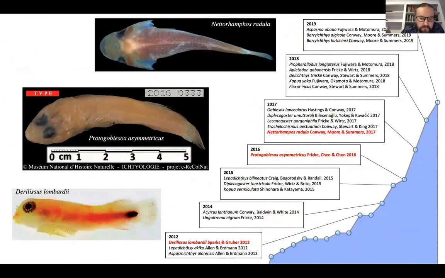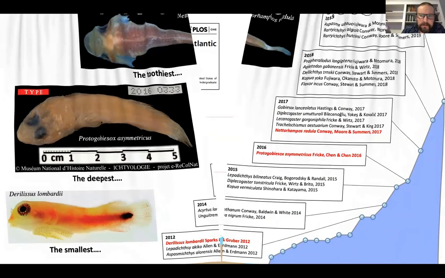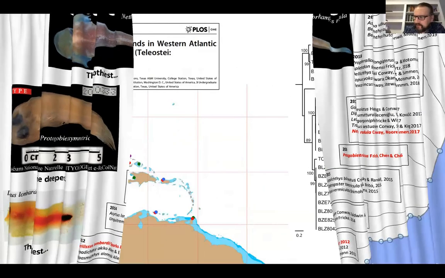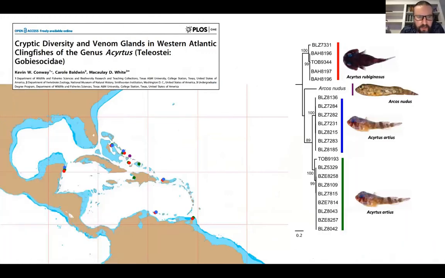So recent years have shown us that there are still very interesting clingfishes out there, including the smallest, the deepest, and the toothiest. And I wonder what discoveries we'll find in this group in the next few years. Now, I promise this is the last little story that I'll tell you before I end today. And I know I've taken more time than I should have, but this is something that I think is very interesting, and maybe you'll also agree with me.